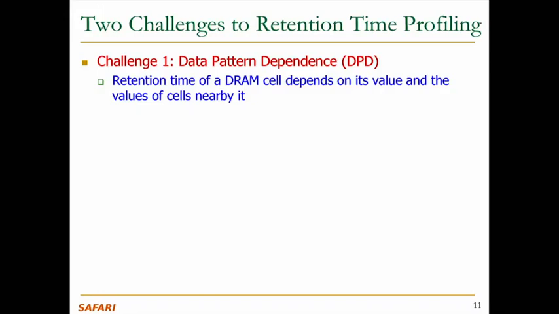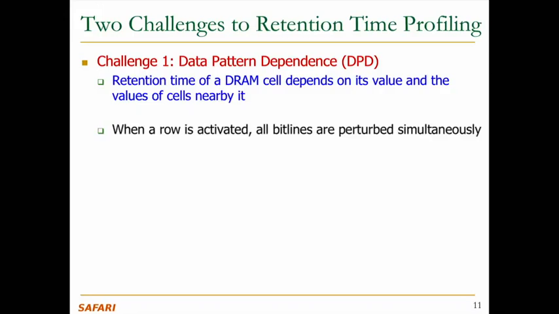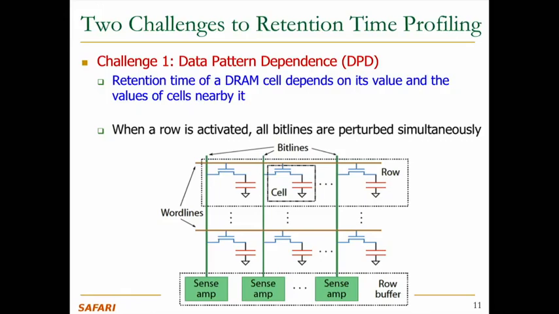Retention time of a DRAM cell depends on the value of the cell and the values of the cells that are around it. So why does this happen? Well, essentially, this happens because you have electrical coupling between different cells. When you activate a row, all bit lines are perturbed simultaneously. All bit lines that are connected to that row are perturbed simultaneously. So these are the bit lines. These are the word lines. And when you activate a row, this row over here, you perturb essentially all of these bit lines simultaneously because the capacitors get connected to those bit lines and they do the charge sharing concurrently.